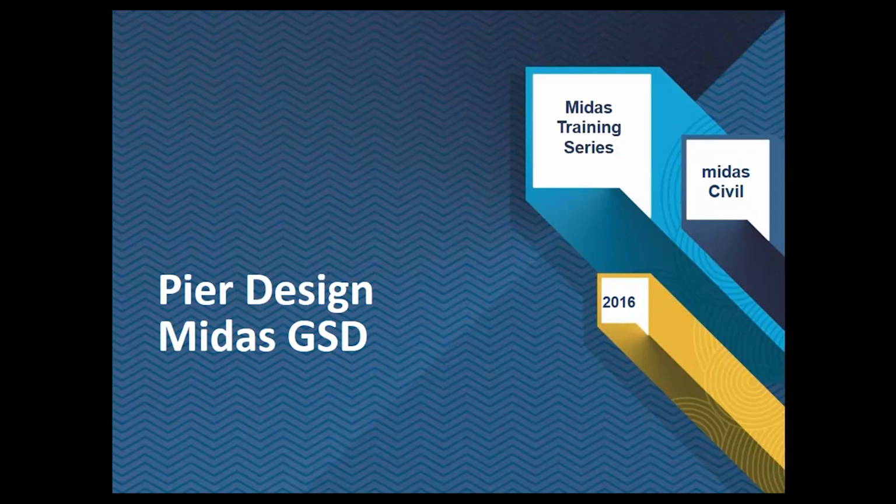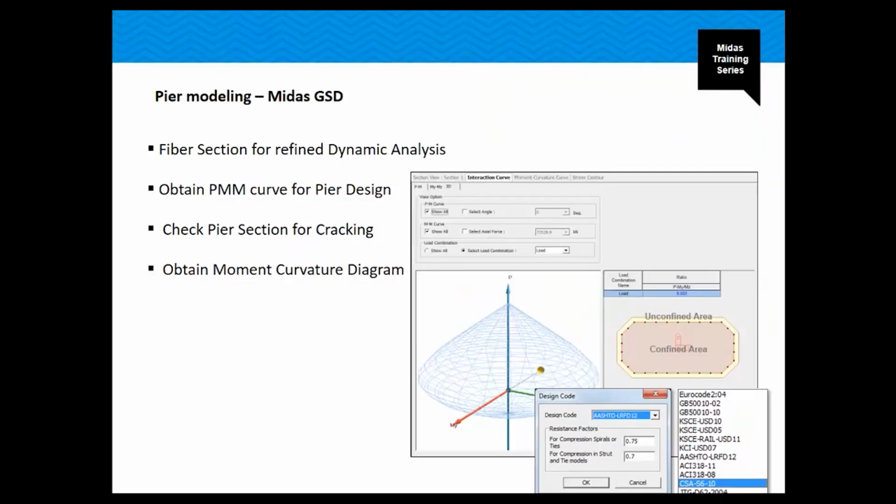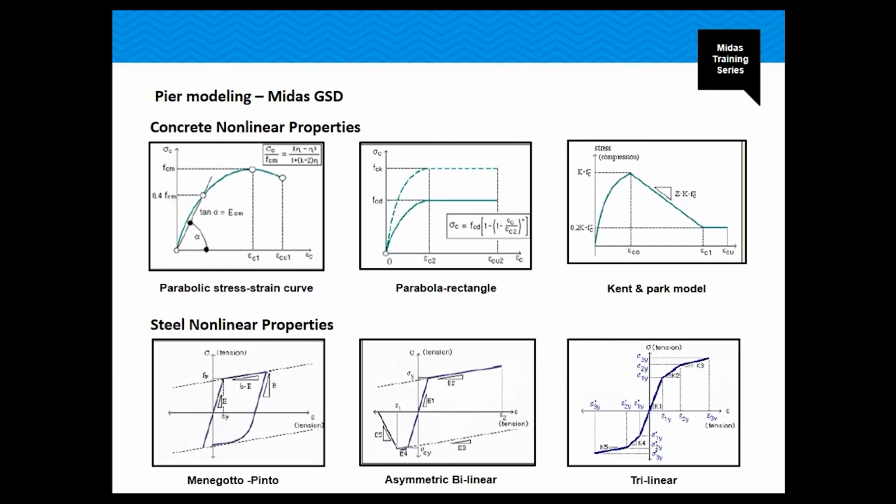We can also perform the pier design using Midas GSD. In this case, you can obtain a PMM curve for design. You can obtain the moment curvature. If you want to go into more detailed design, you can obtain the unconfined and confined behavior and consider it for the design. We have different nonlinear properties for the concrete and the steel that the program can take into consideration when you are designing a particular section.